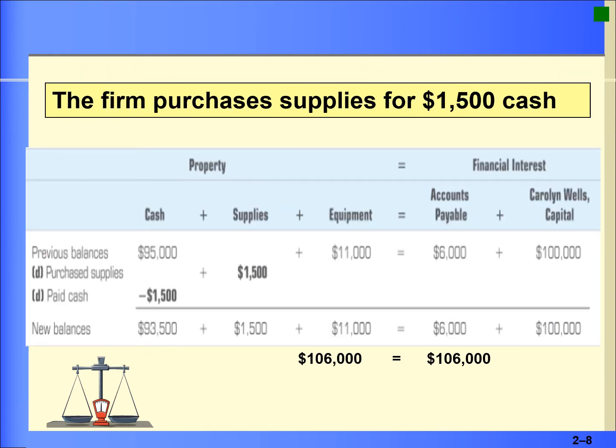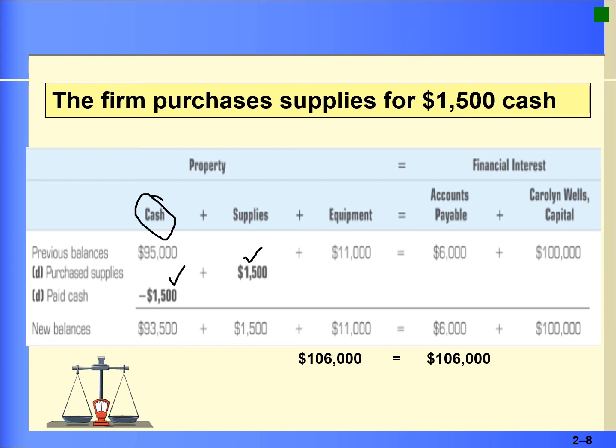Okay, another transaction where you bought some supplies, you paid cash, $1,500. So again, look at cash, it is going to go down by $1,500. Cash is on the property or the asset side. And of course, you have to show an increase to supplies, which is a plus $1,500, goes right there. So there's your minus $1,500 to cash, plus $1,500 to supplies.